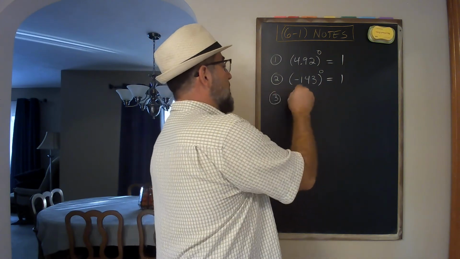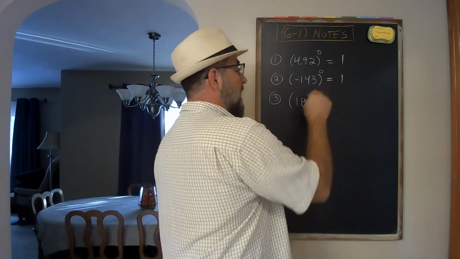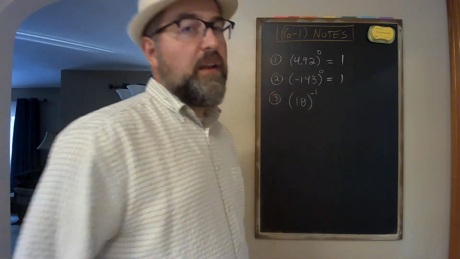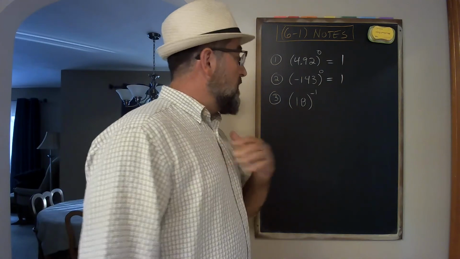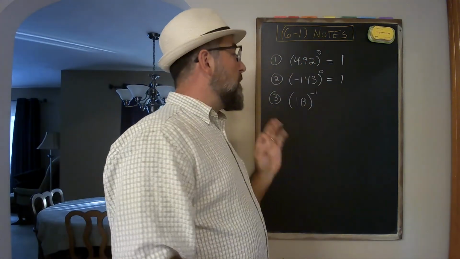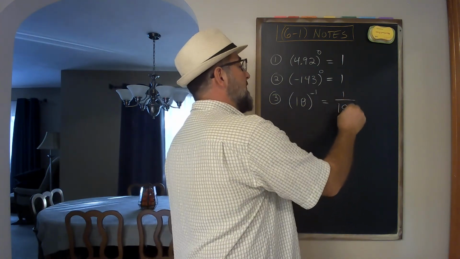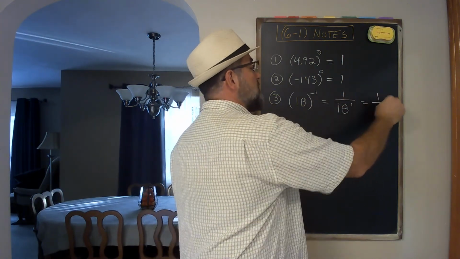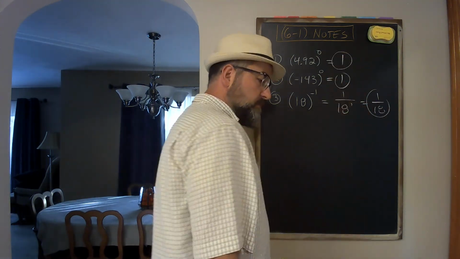Number 3, we see 18 to the negative 1. Oh, that's not an exponent of 0. We have to remember that negative exponent rule, which takes that power and puts it in the denominator with a positive exponent. So this is going to be 1 over 18 to the 1, which is just 1 over 18. So there's the first 3.